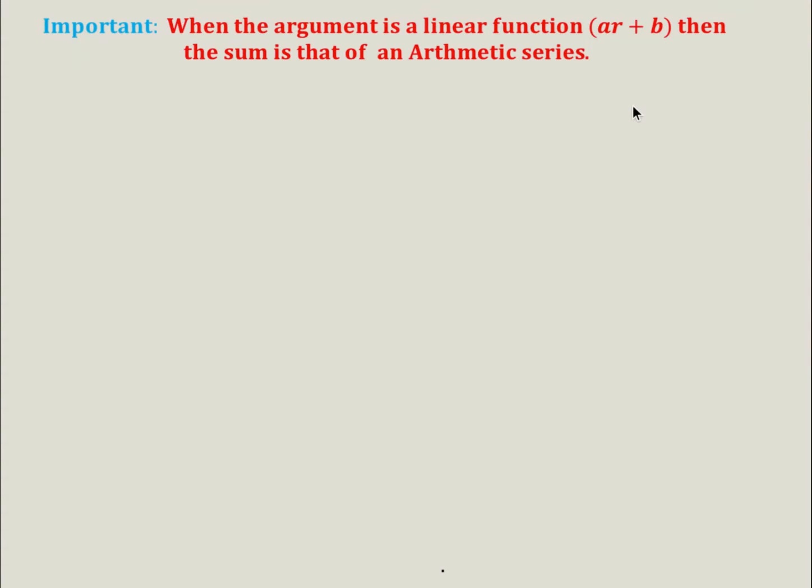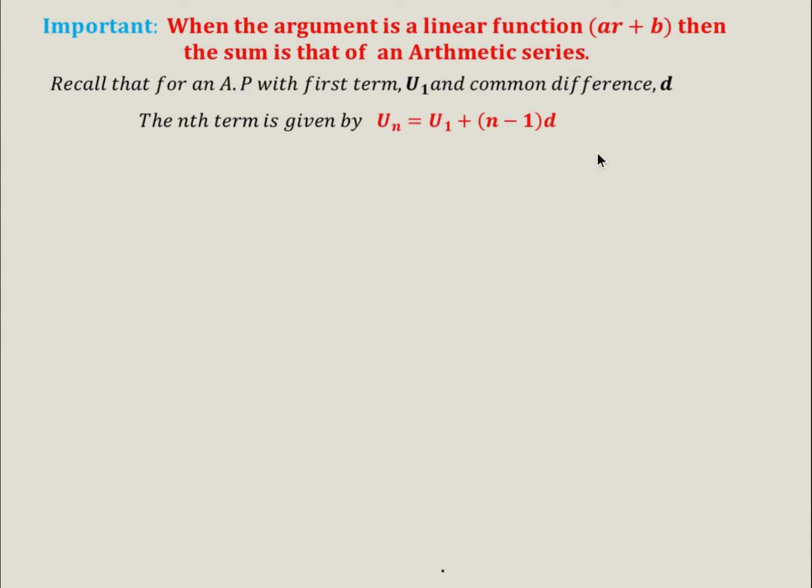But the best practice is to write down the first term, the number of terms, and then the last term, and you can then use the formula for the sum of an arithmetic series to get the answer quickly. So we recall that for an AP with first term u1 and common difference d, the general term or the nth term is given by un equals u1 plus (n minus 1)d, where n is the number of terms.